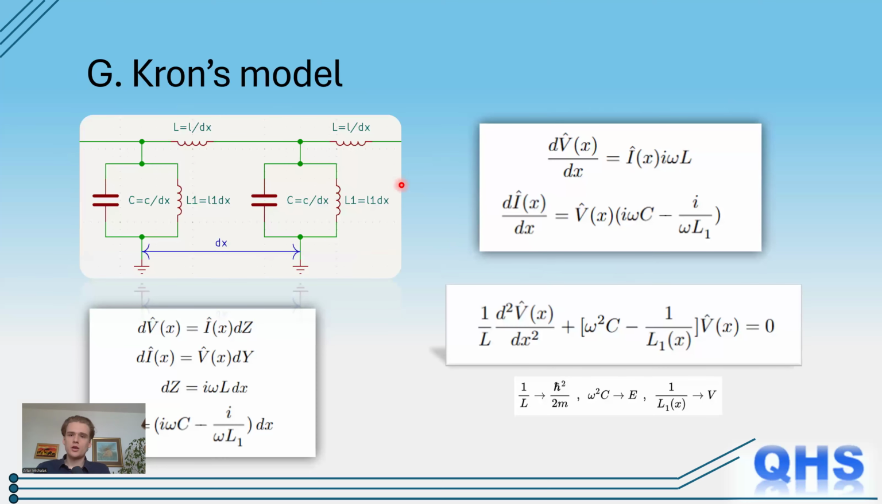Okay. So, if we create two long conducting lines and between them at regular intervals dx, we connect a capacitor with capacitance little c and an inductor with inductance little L1 in parallel, of course, and then ground the bottom line, and then we connect inductors with inductance little l to each segment dx of the upper line. Then we will get Kron's model.